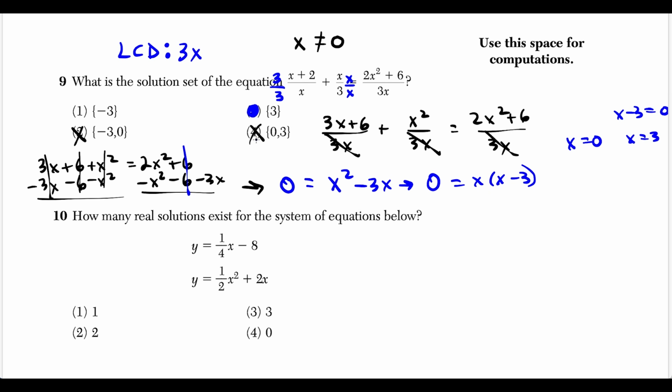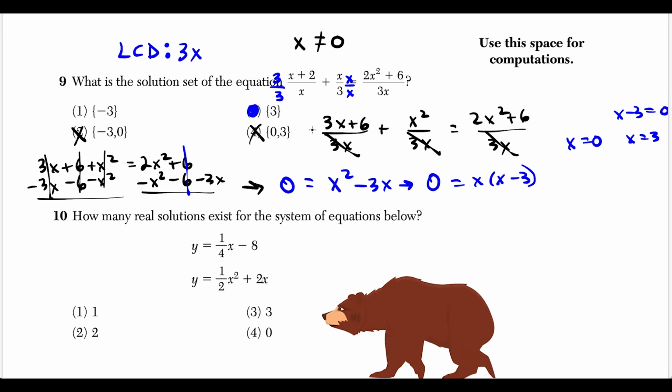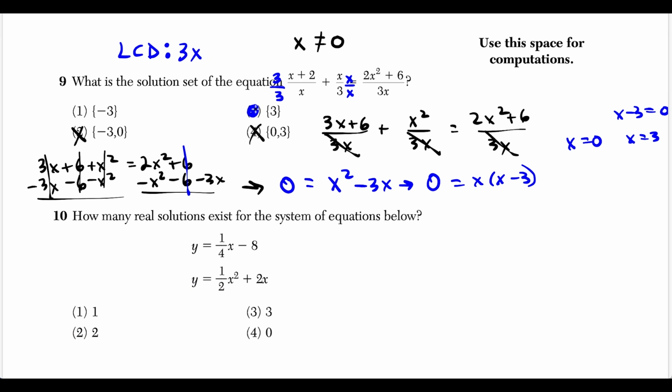So choice 4 was a very dangerous trap. Why this is a problem is that the answer is just x equals 3, because with rational equations, you have to plug your answer back into the original. And if we were to plug in x equals 0, that's going to make this undefined. So choice 3 is definitely our answer.